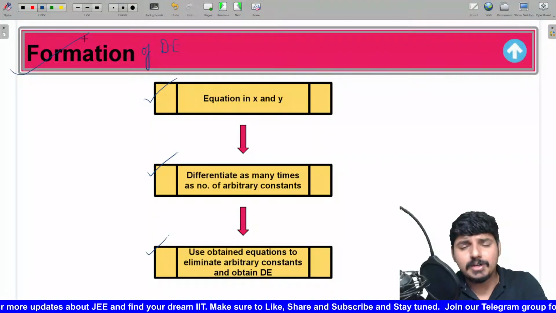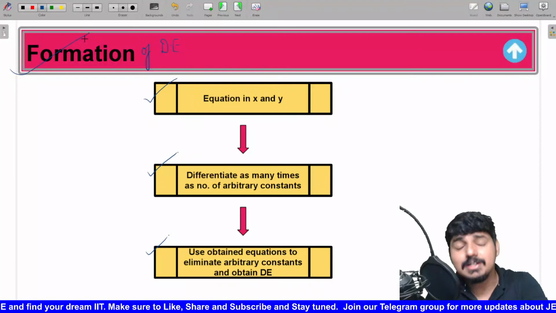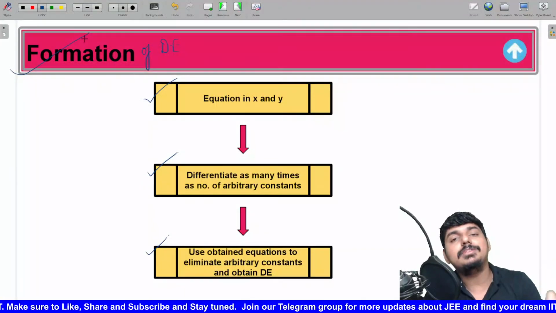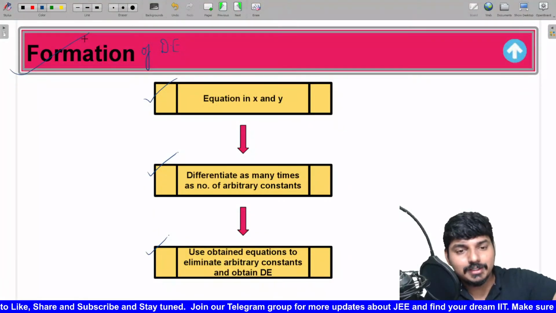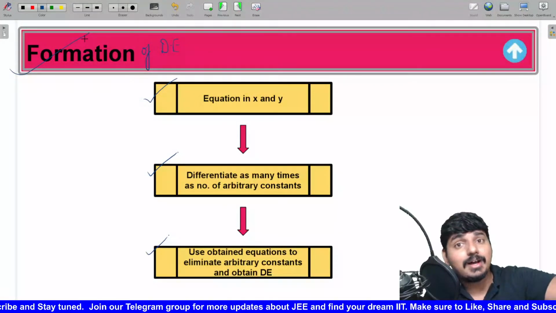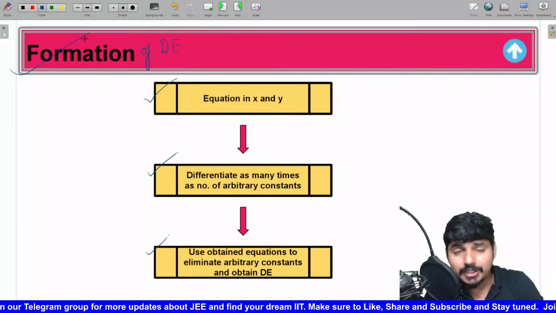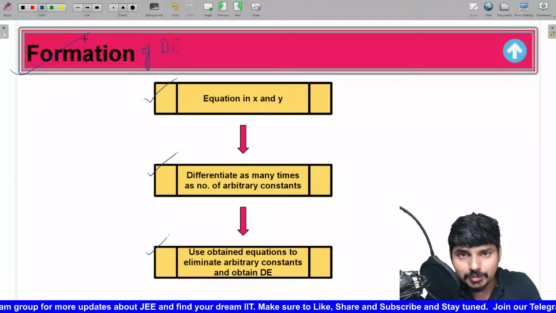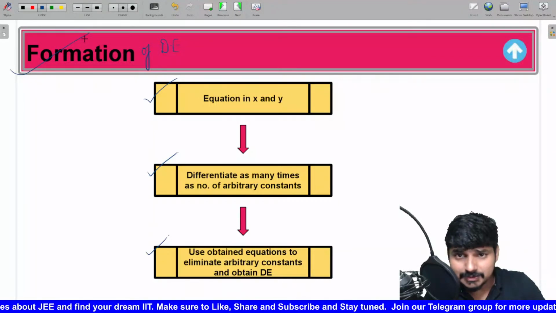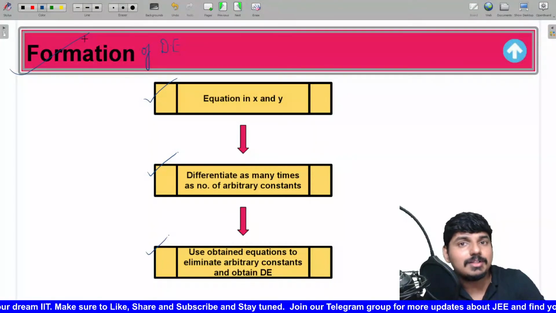So these are the three steps which you need to apply. Everyone understood? So what is the first step? Count the number of arbitrary constants. The second step: that many times you have to differentiate that particular equation. And after differentiating, you need to eliminate the arbitrary constants. After eliminating them, the resulting differential equation is the one that represents the differential equation of the solution that is given to you.